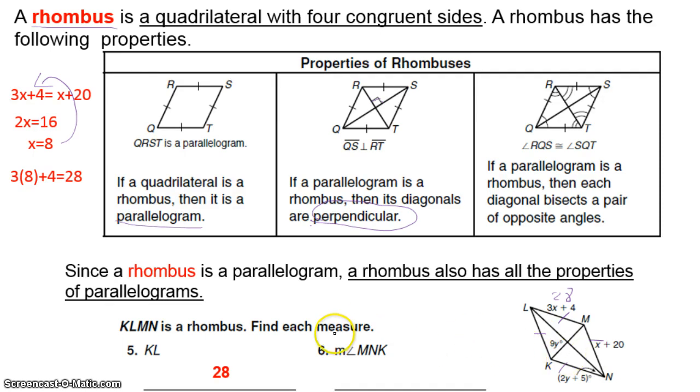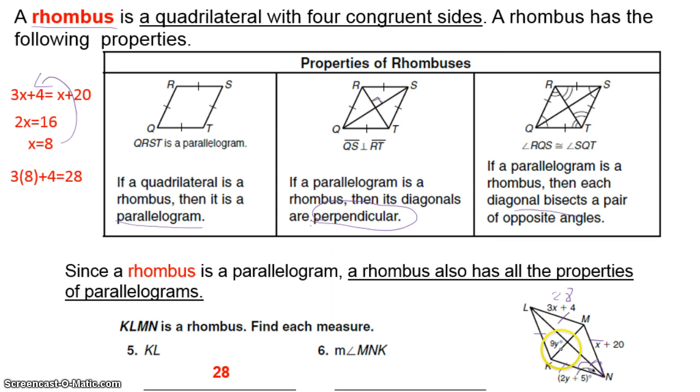Now let's look at an angle. We want to find angle MNK. So MNK, we want this whole angle here. Okay. Well, we see this diagonal. Remember what we know about the diagonals? It bisects the opposite angle. So I'm going to put tick marks in so I know that this angle is congruent to this angle. All right, well, they gave me the 2y plus 5, but I don't really have any other information here. So I need to find something else.